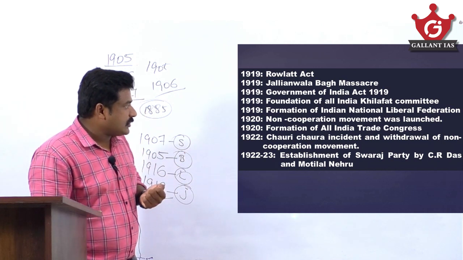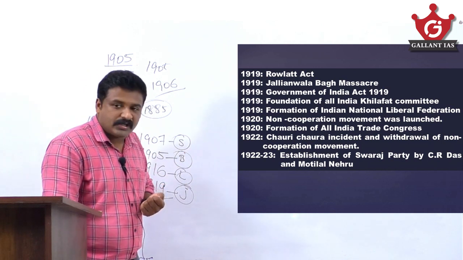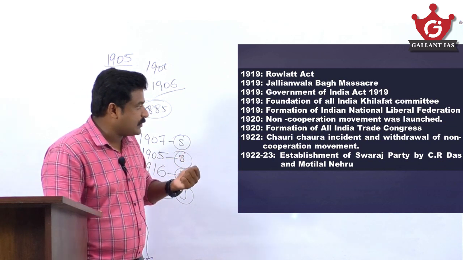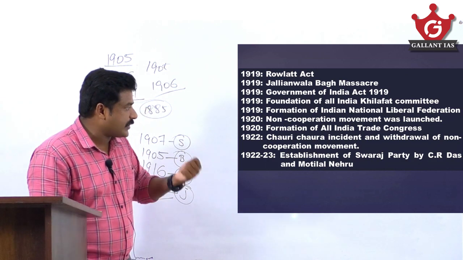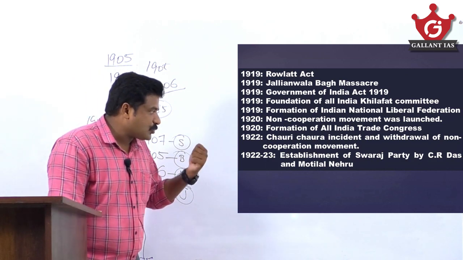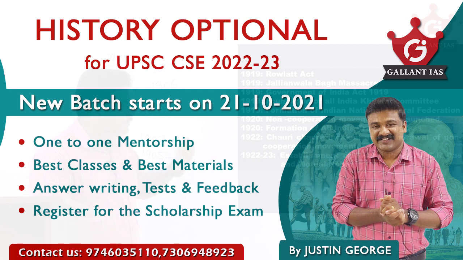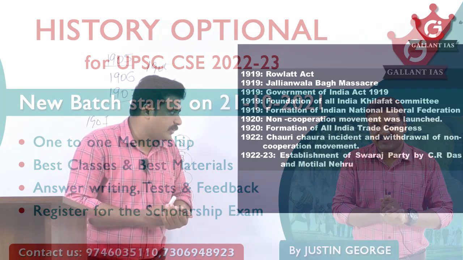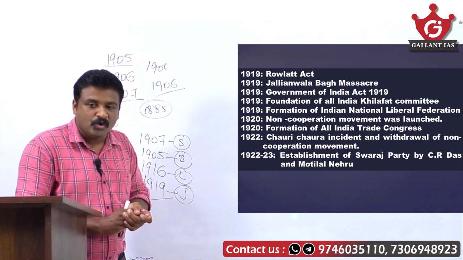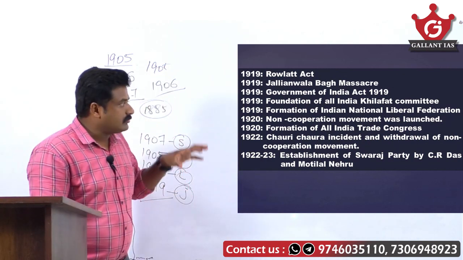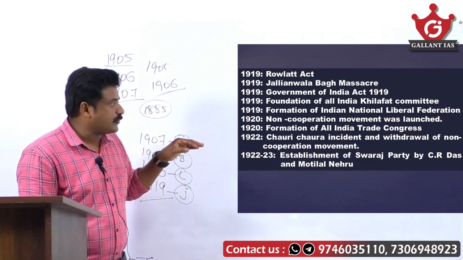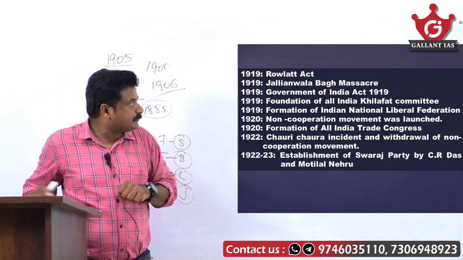Now 1920, which is the non-cooperation movement. 1920 is known for the non-cooperation movement, and it is also known for the formation of the All India Trade Union Congress. And 1922 is known for the Chauri Chaura incident, which was the reason for the withdrawal of the non-cooperation movement. 1922 is also known for the establishment of the Swaraj Party by C.R. Das and Motilal Nehru, and they acted as the parliamentary wing of the Congress. So this is till 1922 that I am discussing with you.